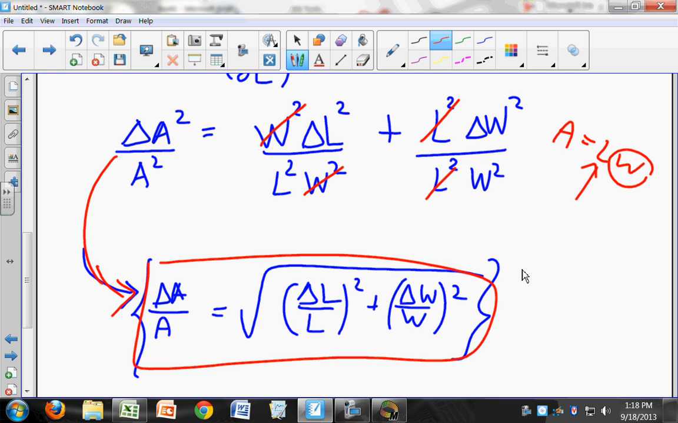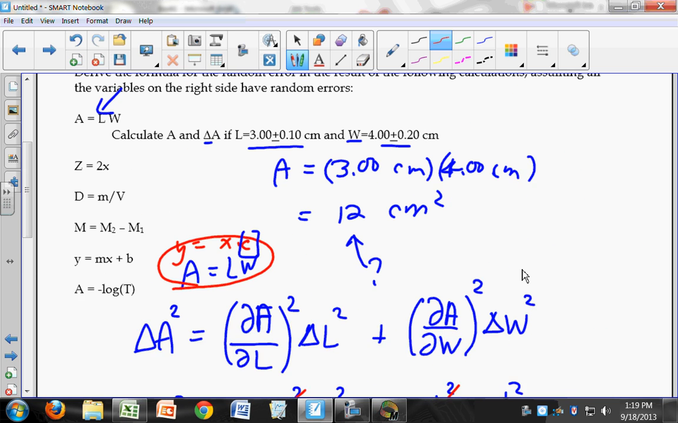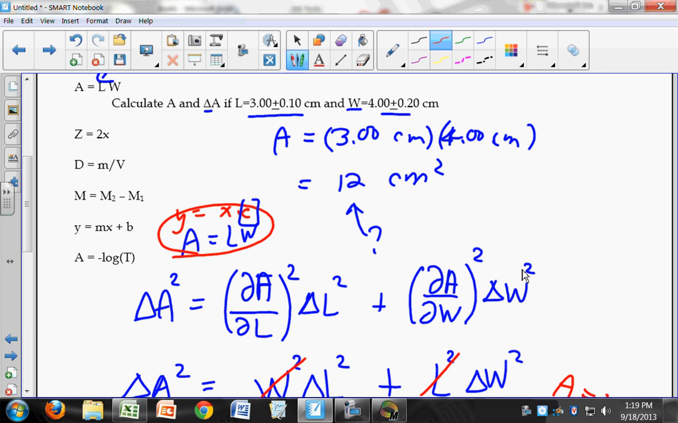So this formula I gave you is a more generic formula. The formulas you learned in earlier courses are useful if the only thing you're doing is multiplying or dividing, or if you're only adding or subtracting. What happens if you're just adding and subtracting? Like m equals m2 minus m1. Let's try that one.